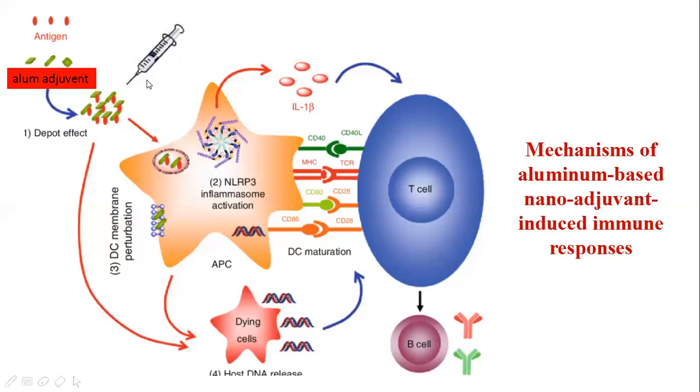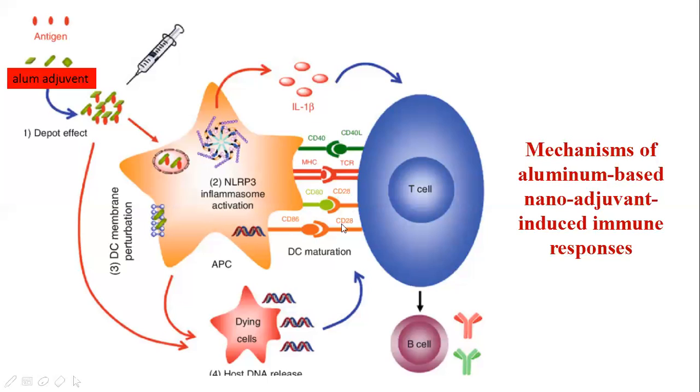So that is how the administration of a particular antigen in the form of vaccine works. Here is the antigen. It is mixed with this adjuvant alum, and then administered mostly intramuscularly. So they will have effects like that. They will go for this dendritic cell membrane perturbation. Then they will induce the nucleotide binding and oligomerization, leucine-rich repeats, pyrin domain containing 3 inflammasome activation. Here you can see they are coming here and inducing this inflammasome.